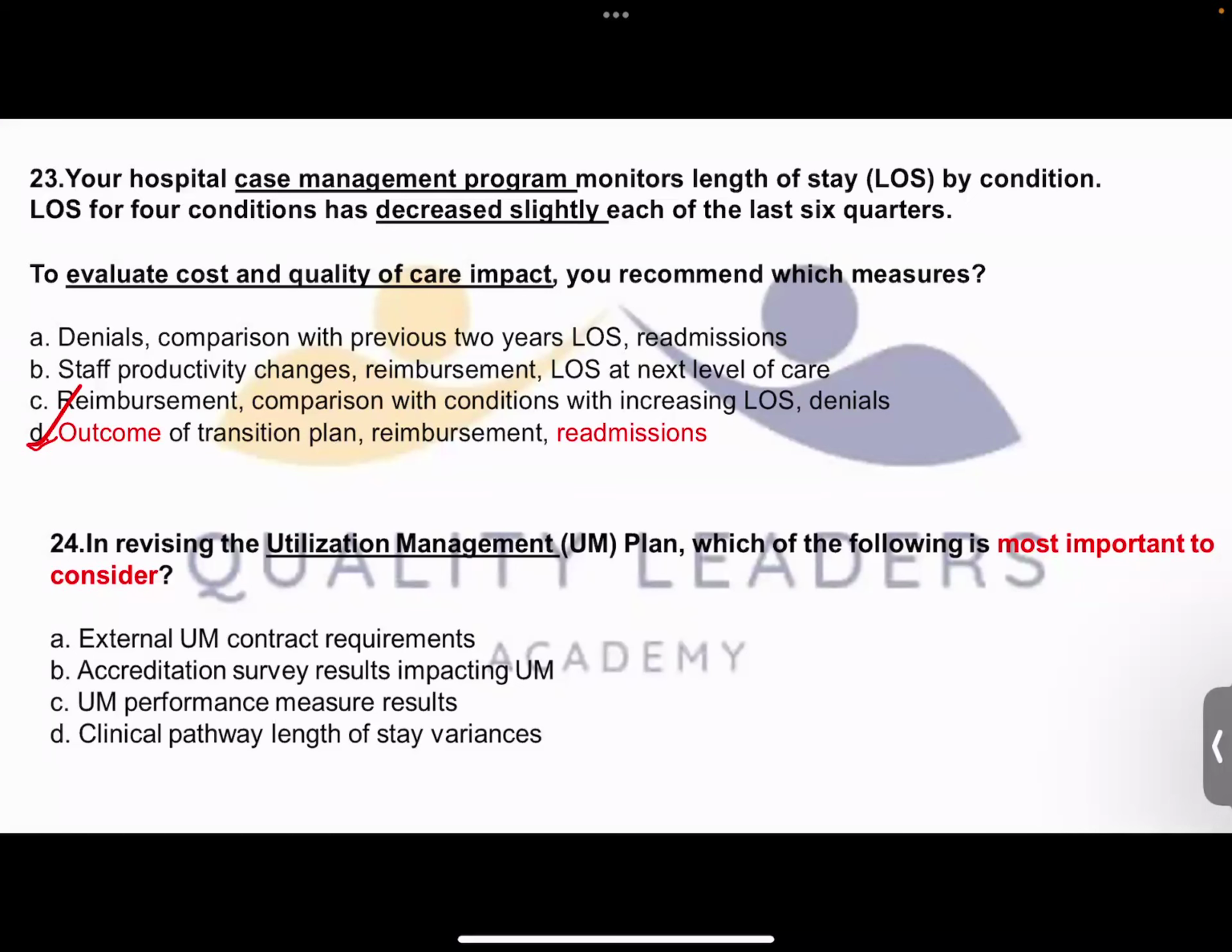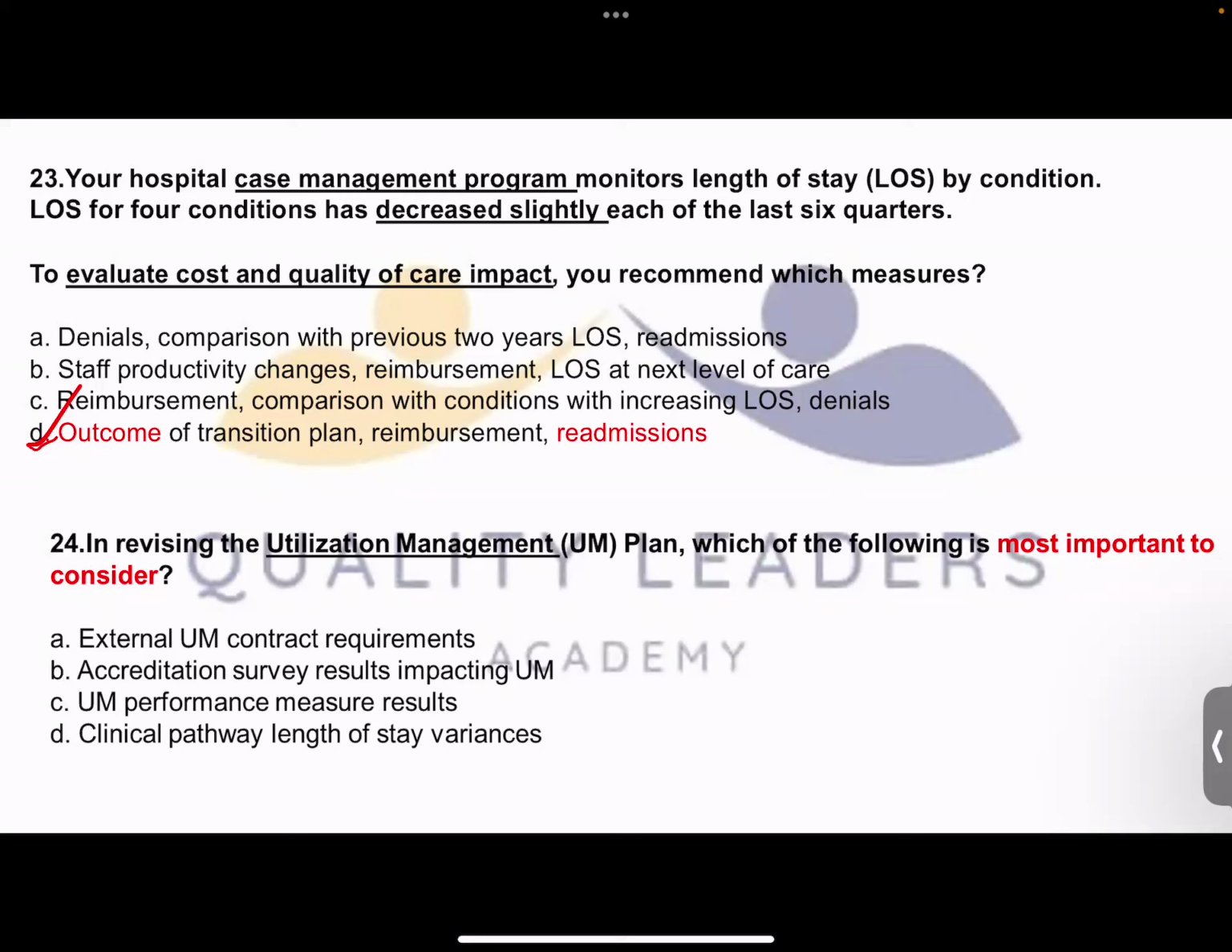Okay, move on. Number 24. In revising the utilization management plan, which of the following is most important to consider? A, external contract requirements. B, accreditation survey results. C, performance measure results. And D, clinical pathway length of stay variances. What's the answer? C. It's letter C. B? No. C. Okay, the correct answer here is letter C.